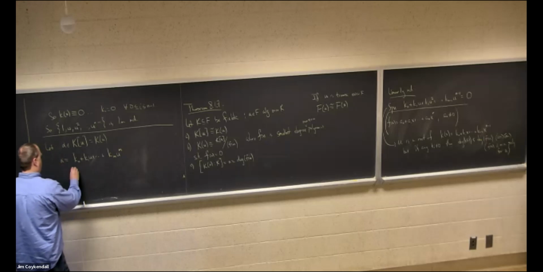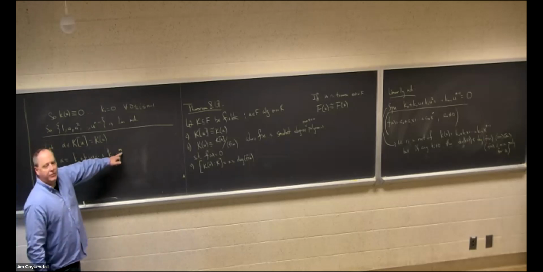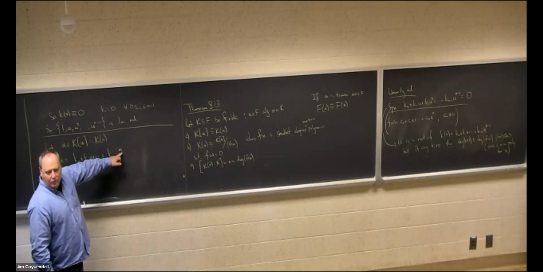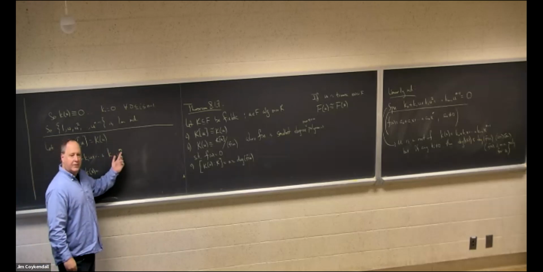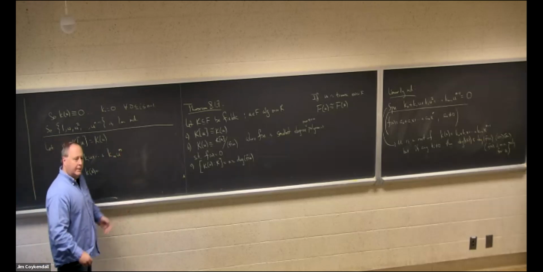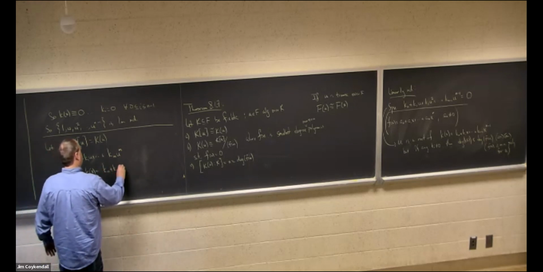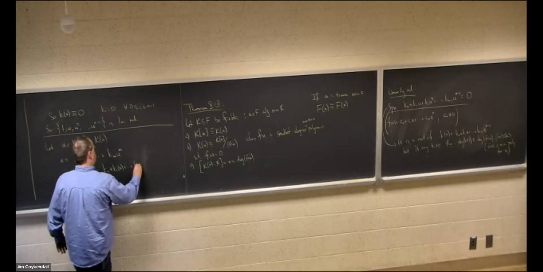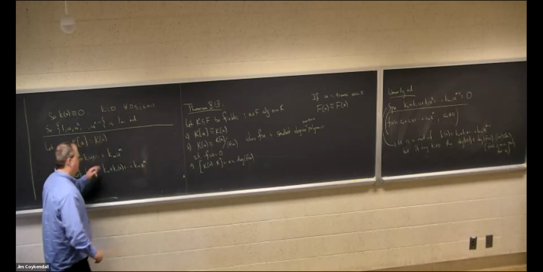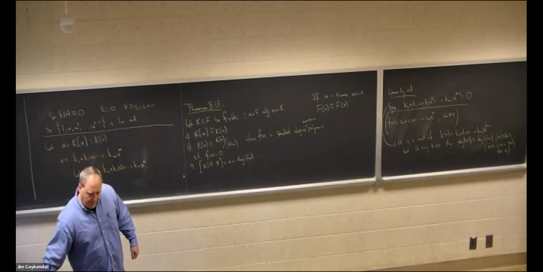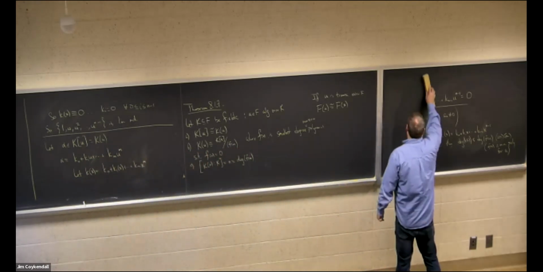Now, let k of x be this part. Let me first notice that if m is less than or equal to n minus 1, we're already done. The only concern is if this is size n or bigger. Let k of x be this part. Now I want to compare this with f of x.